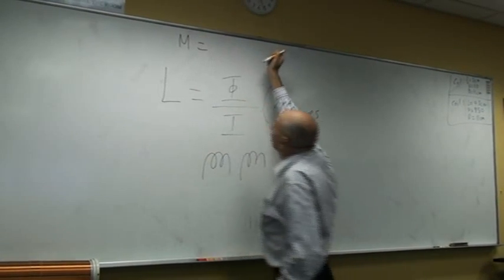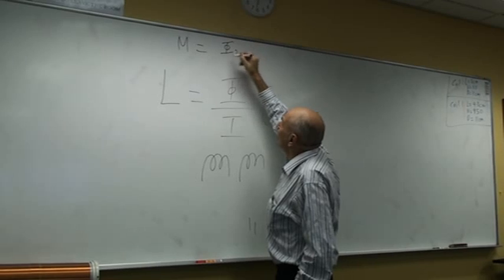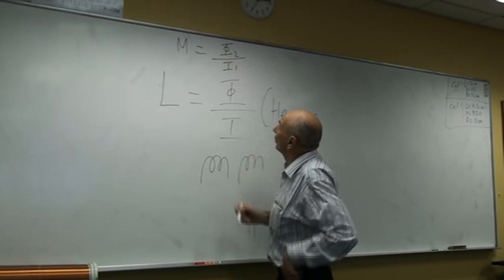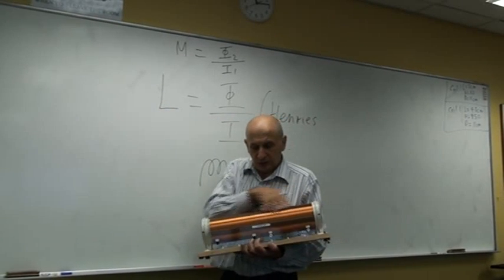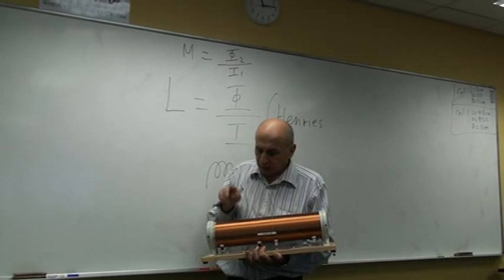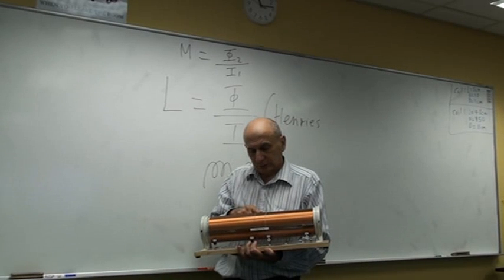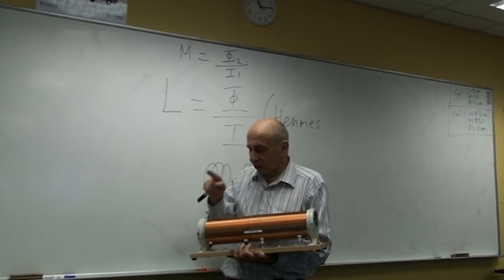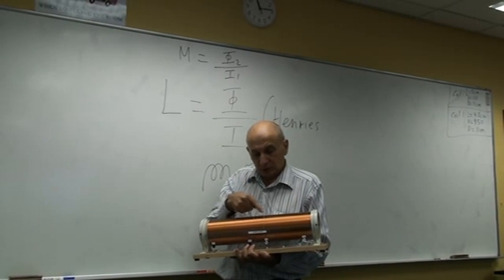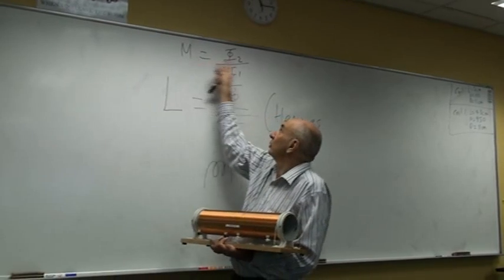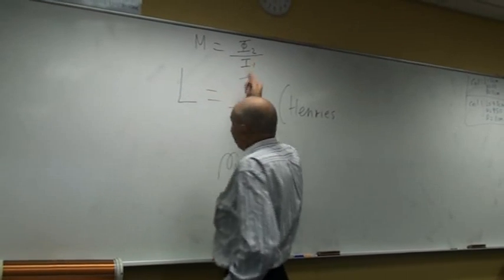It's almost the same as L, except for this. It's the flux in the second coil caused by current in the first coil. So, on this rig we've got 2 coils. There's a big coil on the inside and then a little coil here. That's coil number 1, coil number 2. And there will be mutual inductance between these 2 coils, because the current in the first coil will cause the magnetic field to flow inside the second coil, and therefore mutual inductance will exist. M equals phi2 over I1.